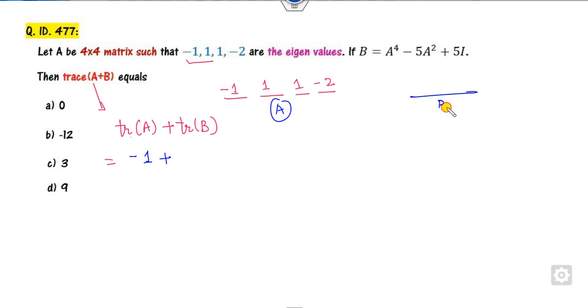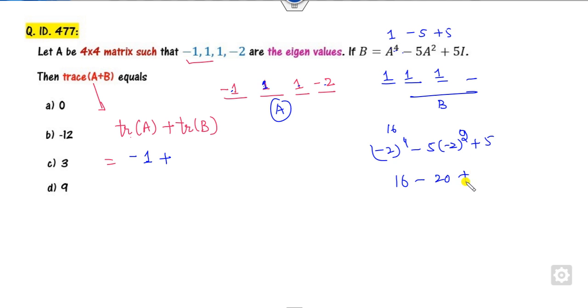How can you find the Eigen values of B? There are again 4 values. When lambda is minus 1, substituting gives plus 1, minus 5, plus 1, so the value is plus 1. When lambda is 1, again you can substitute here, it is again plus 1. When it is 1, again it's plus 1. When it is minus 2, that's minus 2 raised to power 4, minus 2 raised to power 2, plus 5. So 16, minus 4, 12... so that is 20 plus 5, it is 1. So what is the trace of this? 4. So the right answer is 3, which is the correct answer.